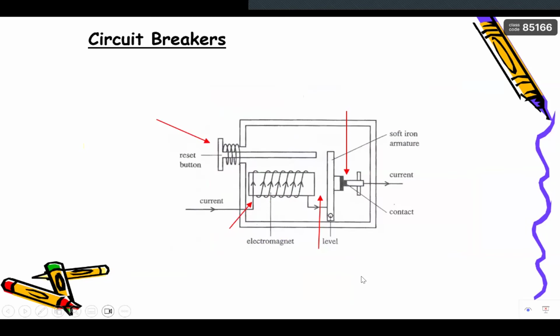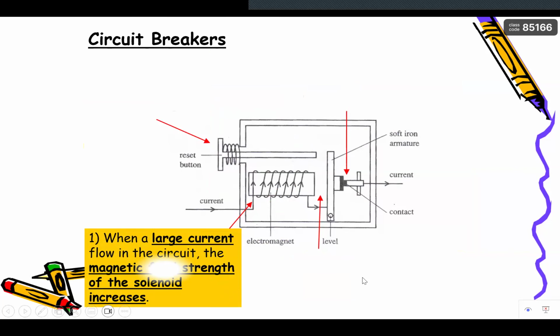Okay, next for circuit breaker, how does it work? Under normal condition, nothing will happen. But whenever there is a large enough current, a current that exceeds its rating, that flows through this circuit, this electromagnet will be strongly magnetized. If the current is not large enough, it doesn't exceed the current rating of the circuit breaker, then this current will still flow through.